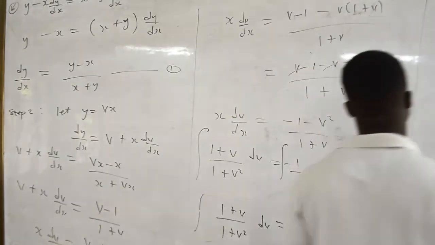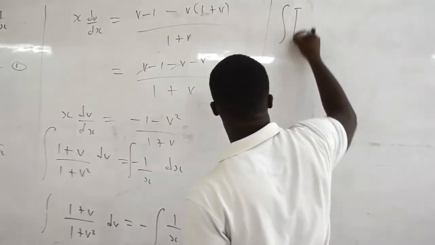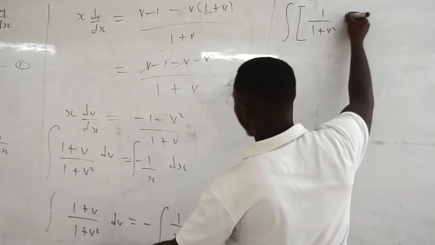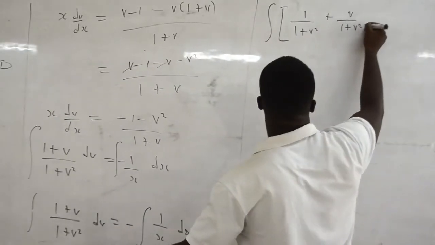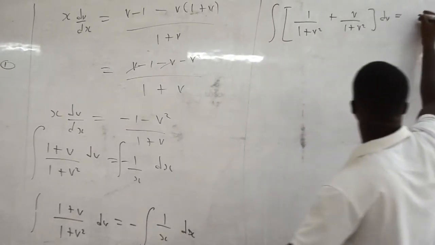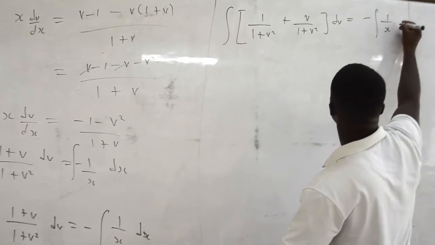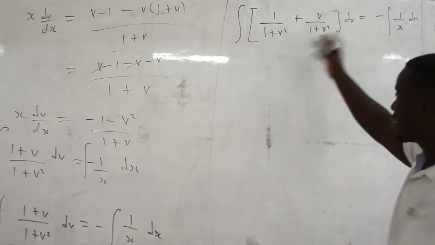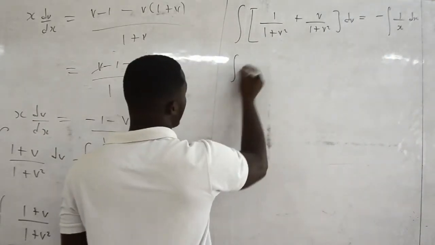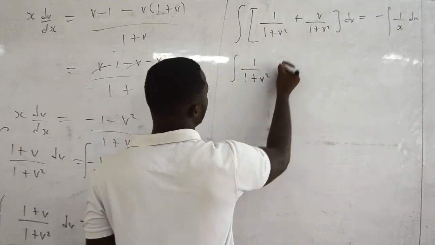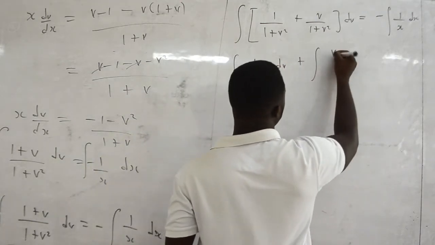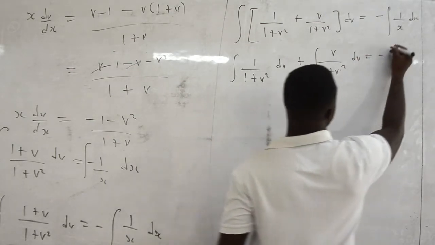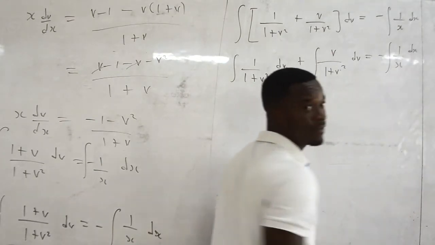So let's do that one and see. So I'll make the integral of 1 over (1 plus v squared) plus v over (1 plus v squared) dv is equal to negative 1 over x dx. So now what I'll do here is I'll try to split this one. Then I'll have the integral of 1 over (1 plus v squared) dv plus the integral of v over (1 plus v squared) dv is equal to negative 1 over x dx.